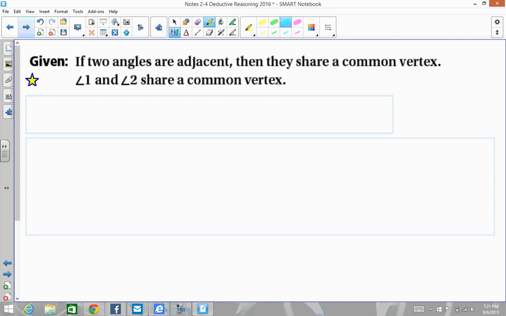All right, if two angles are adjacent, then they share a common vertex. Angle 1 and angle 2 share a common vertex. So what can you conclude from this? And this is one that you're going to be doing, and we're going to be talking about this later on. So make sure you write your conclusion if you can make a conclusion, and then we will talk about this the next day.